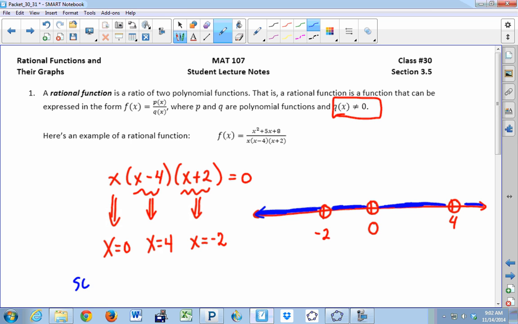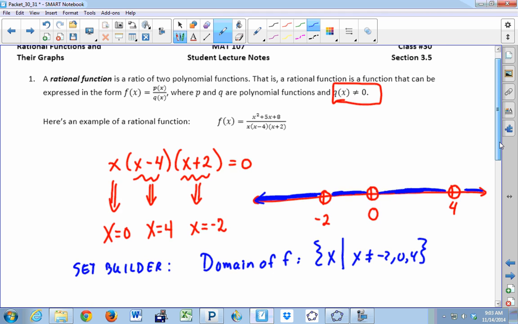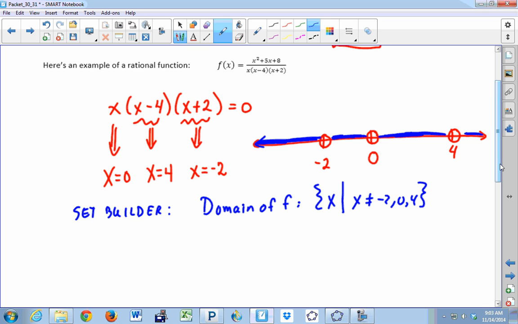So if we use set builder notation to represent the domain, and remember, the domain isn't the excluded values. The domain is the entire set of values that actually work. So the domain for f in set builder notation is the set of all x except x cannot be, and then you just list them, -2, 0, 4, and then close with your braces. That's pretty easy to do.